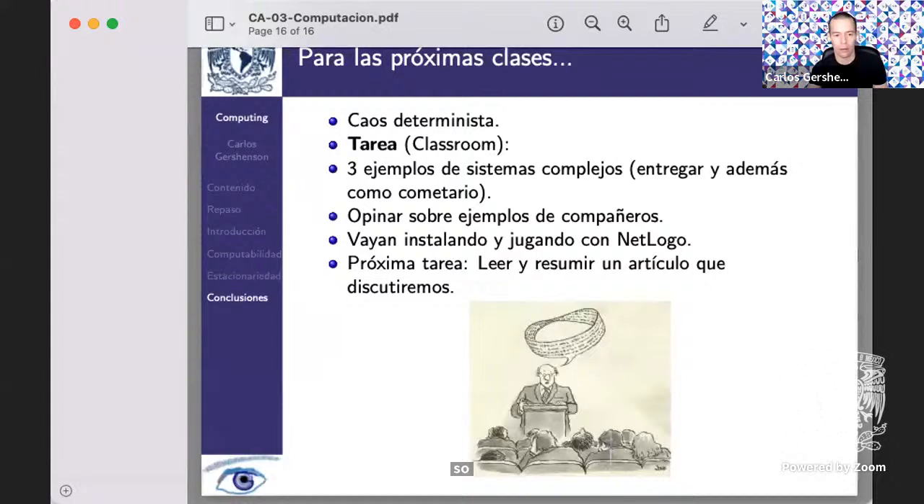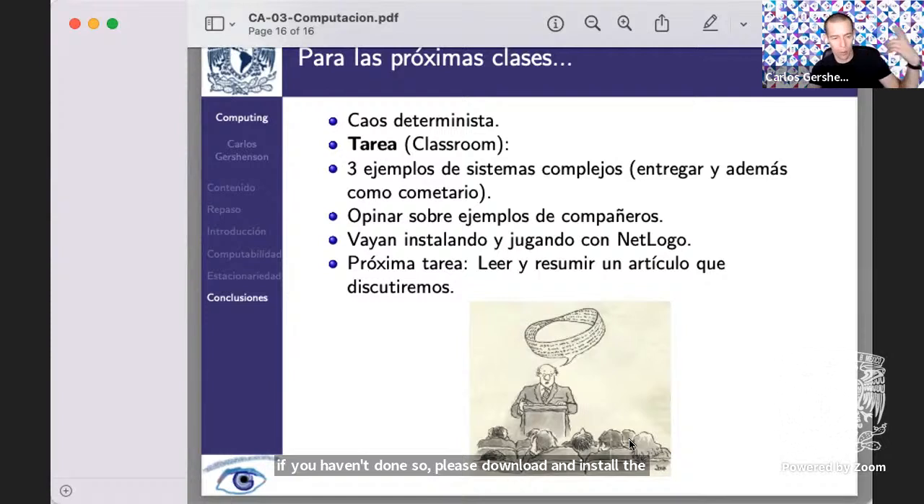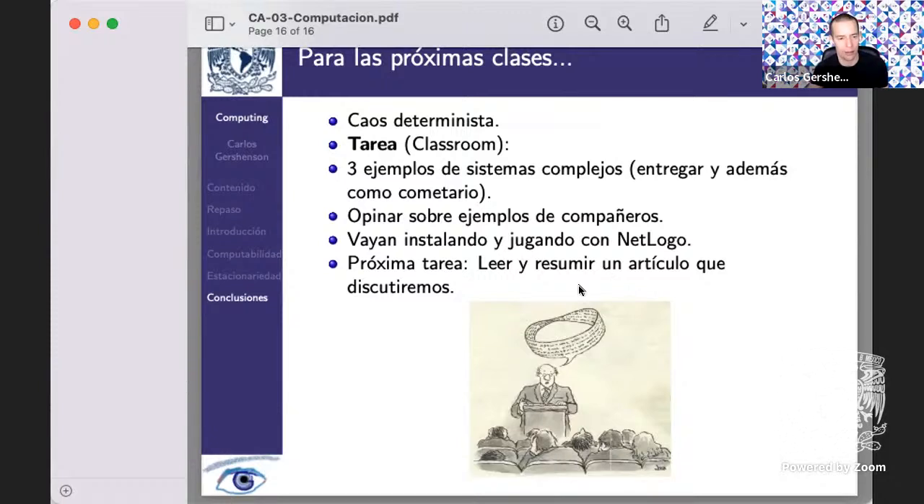Okay, let me share again. So if you haven't done so, please download and install NetLogo. And homework for next week, it will be to read and give your opinion about an article that's kind of one of the foundations of cybernetics. I'll put the details in the classroom.